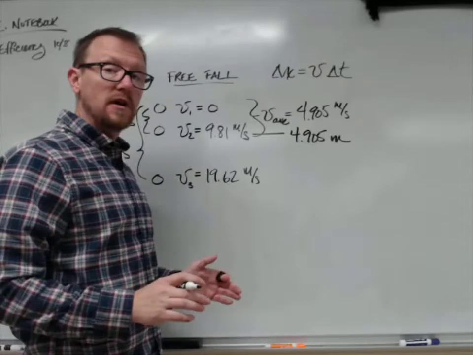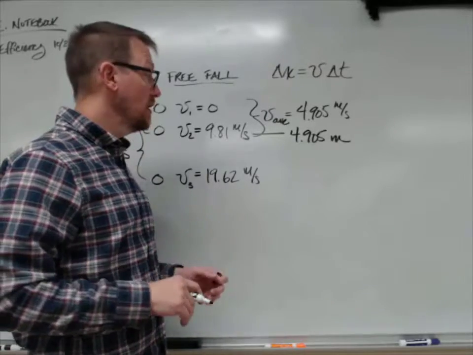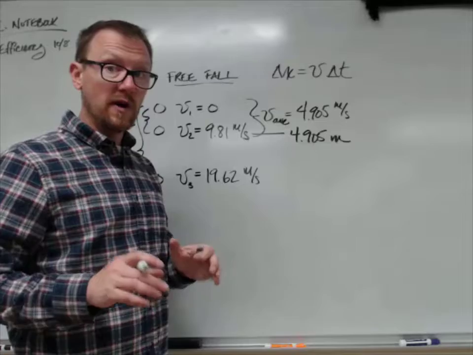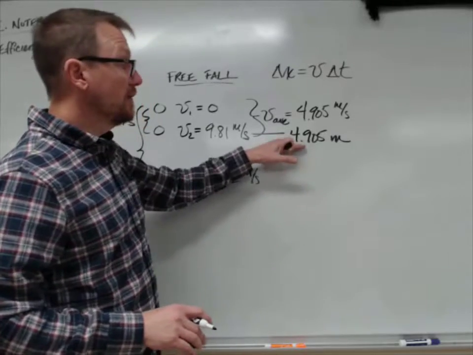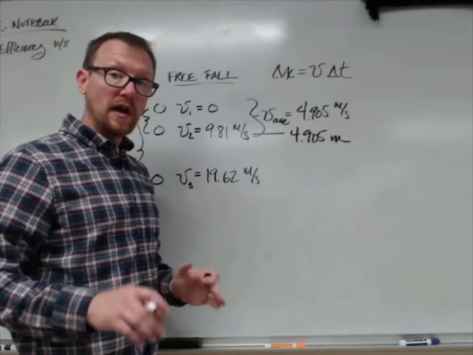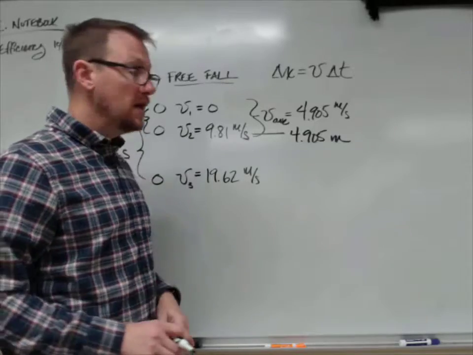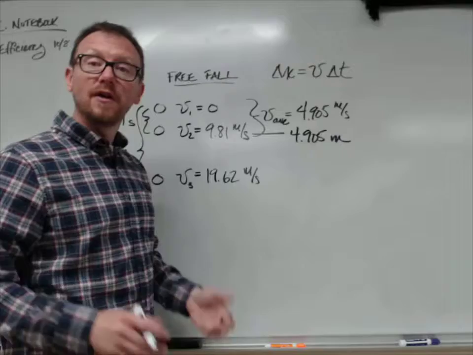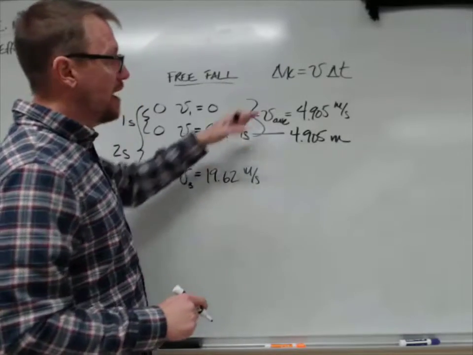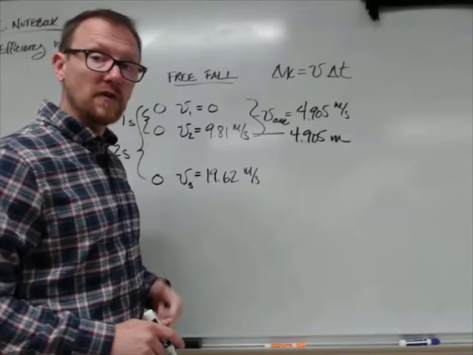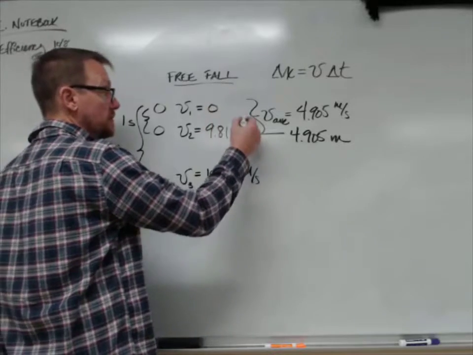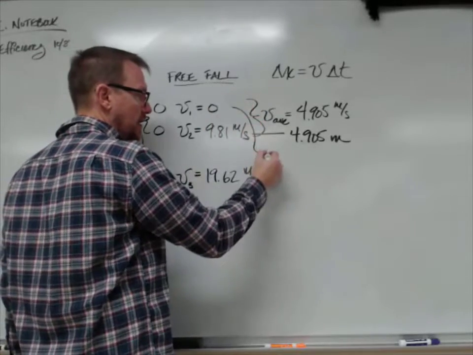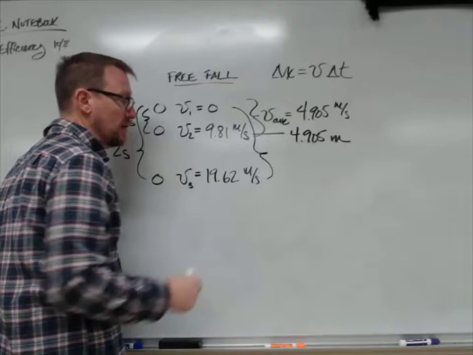Every object, if it has fallen for 1 second under free fall conditions, which means no air resistance, will fall 4.905 meters in the first second. How far does it fall in the second second? Do I just multiply that by 2? No. I have to use the same average velocity technique to try to figure this out. And so it starts at 0, and it goes all the way down here to 19.62.